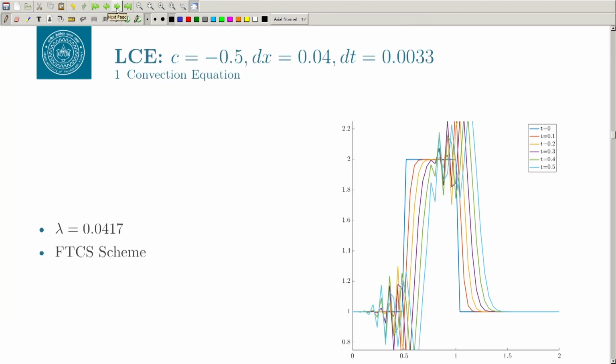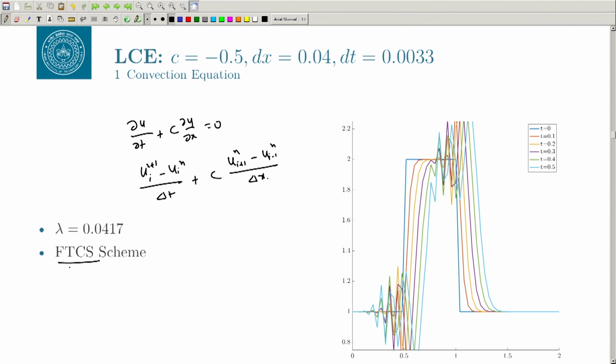Let us do some more experiments. Here we changed the scheme from FTBS to FTCS, forward in time and central in space. That means your equation becomes del u by del t plus C del u by del x equal to 0, which is (u_i^(n+1) minus u_i^n) by delta t plus C times (u_(i+1)^n minus u_(i-1)^n) by delta x.